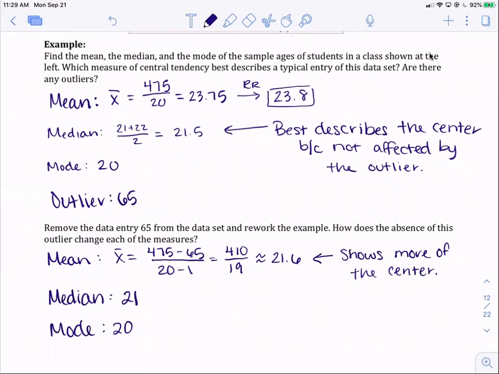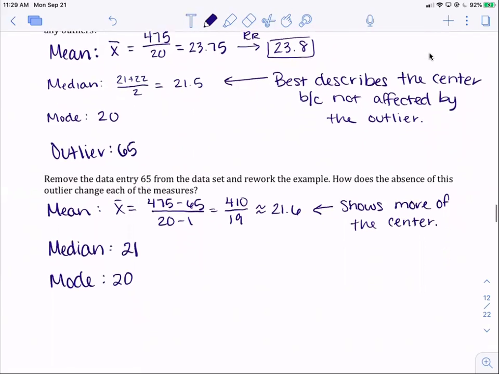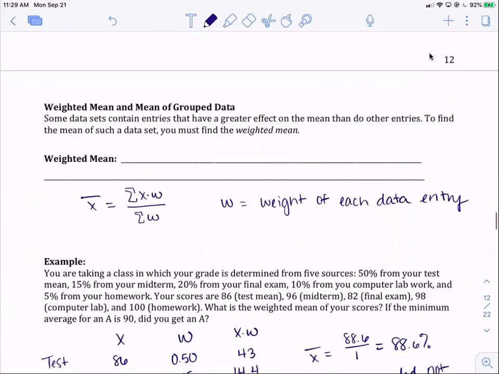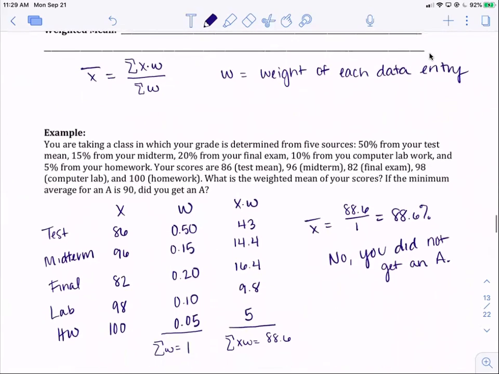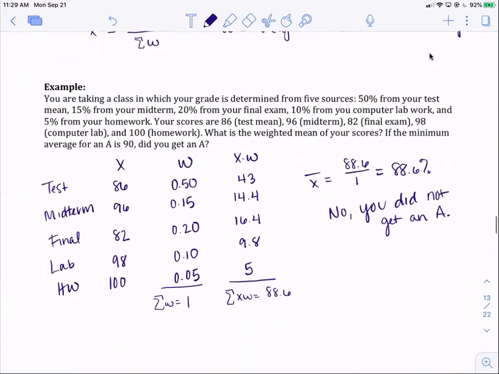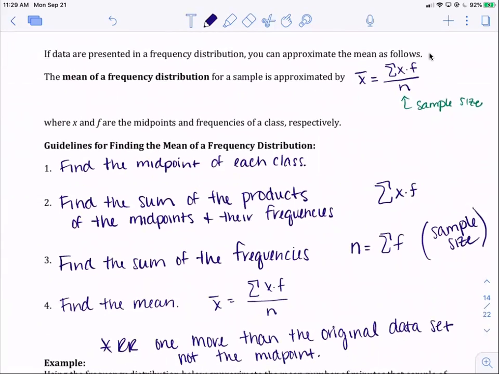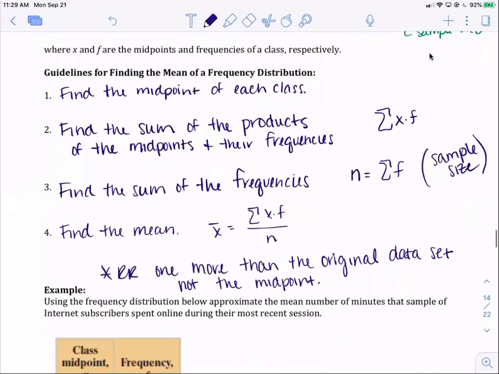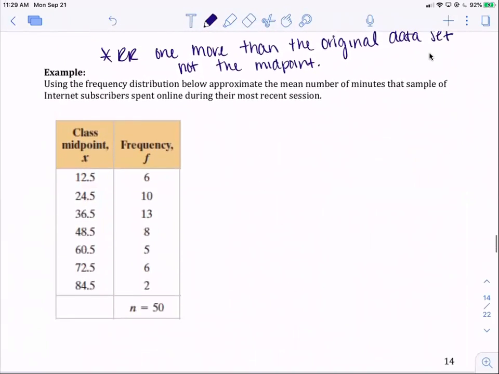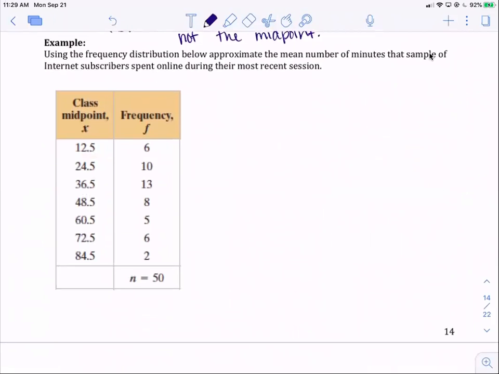Okay. Looking at, then we talked about weighted mean. We talked about how weighted mean is how we find like GPA, how we find like our grade in a math class or any of your classes. And we can use that process again when we find the mean of a frequency distribution. It's very similar, okay? So we're gonna do this example together. Use the frequency distribution below, approximate the mean number of minutes that a sample of internet subscribers spent online during their most recent session, okay?